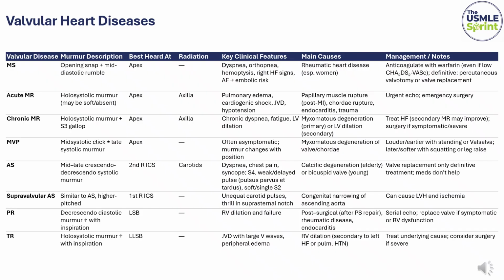Holosystolic means regurgitation, diastolic usually means pathology, and changes with maneuvers can tell you which side of the heart is involved. If it gets louder with inspiration, it's right-sided. If it gets softer with squatting or louder with standing, think MVP. And if it's a harsh systolic murmur that radiates to the carotids, that's your aortic stenosis.